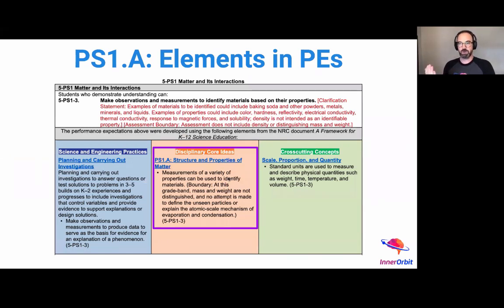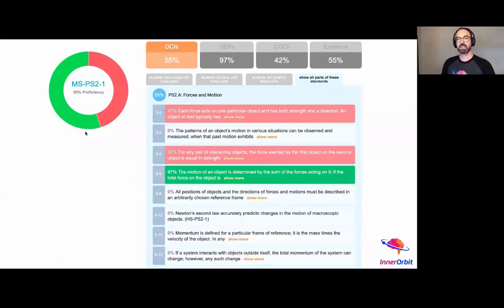Really important that we're not having students draw models before we know if they understand the underlying concepts behind those. In InnerOrbit, we work very hard to write questions that are highly aligned, and we use these progressions for DCIs to show you data on student progress.